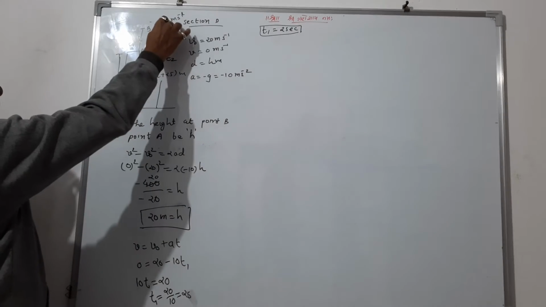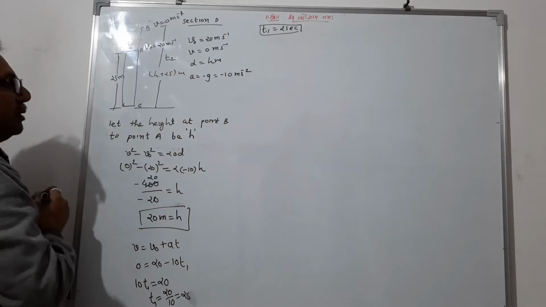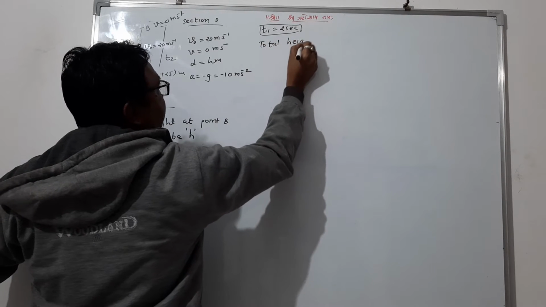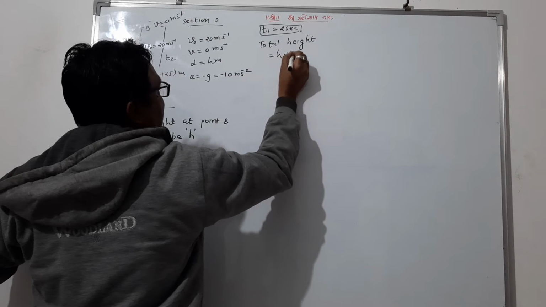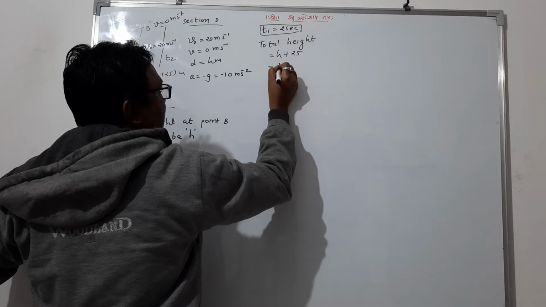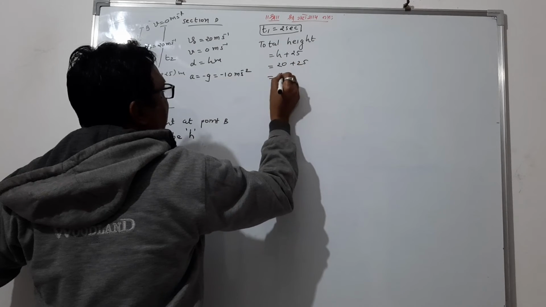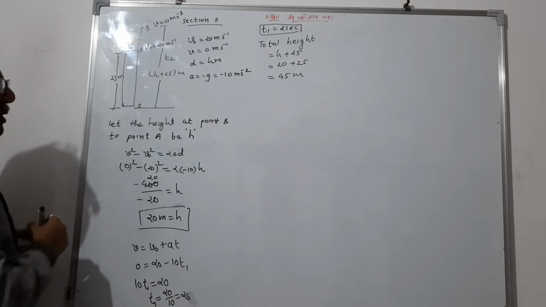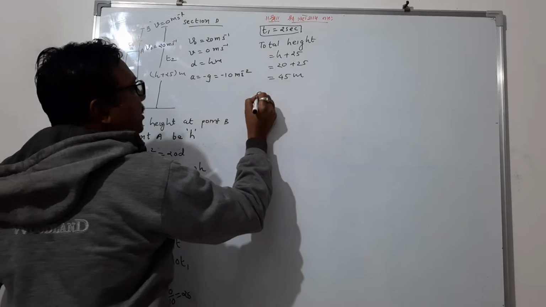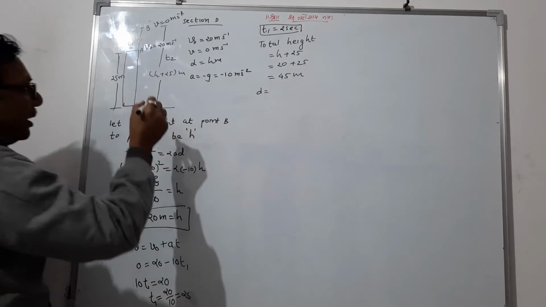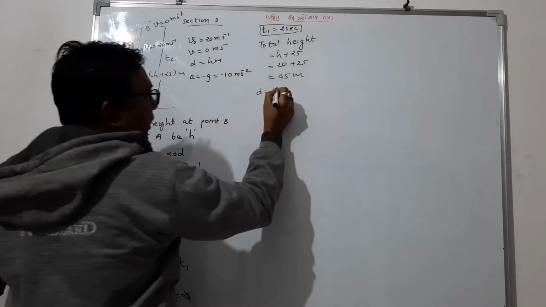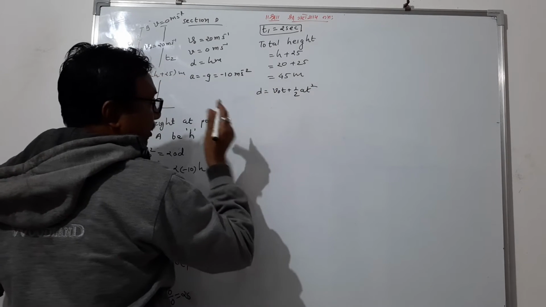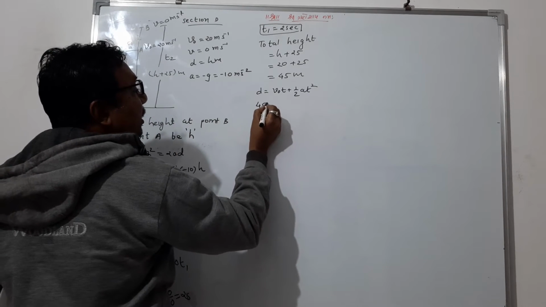Now this ball comes to the ground. So total height here is equal to h plus 25, that is 20 plus 25, it is 45 meter. So now it covers 45 meter. So the distance formula will be changed because it is accelerated motion. d is equal to v0t plus 1 half at square. d is equal to 45.